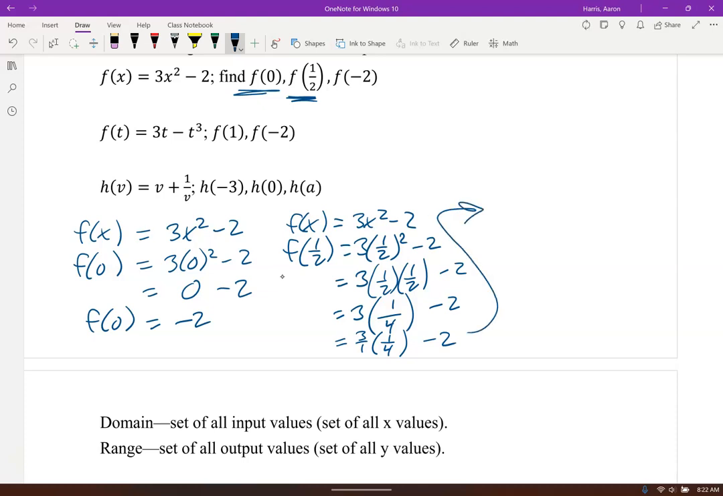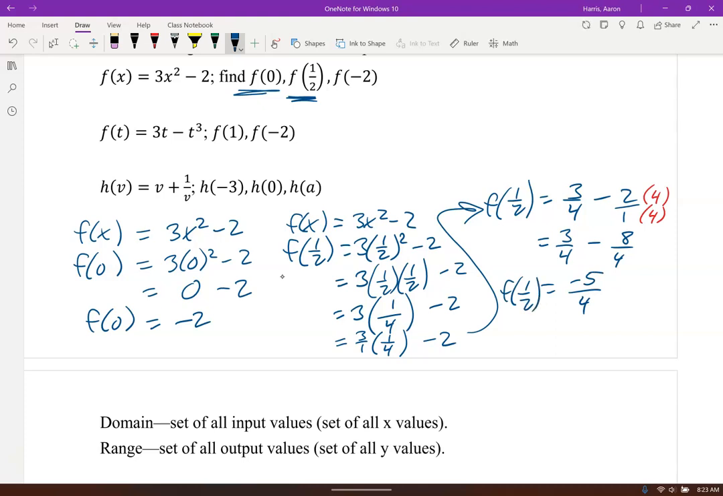Let me bring this up here. Minus 2. And of course I got to get a common denominator here. So this is 2 over 1. Get a common denominator of 4. So I've got 3/4 minus 8/4. 3 minus 8 is negative 5 all over 4. That's f of 1/2. It's negative 5/4.